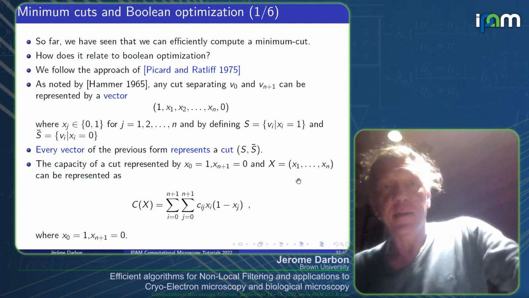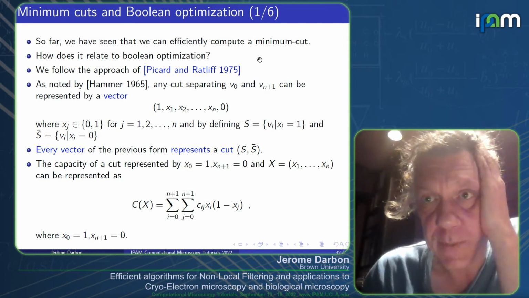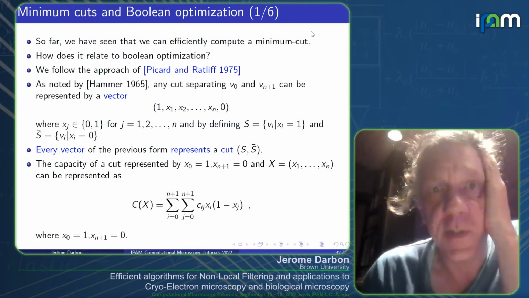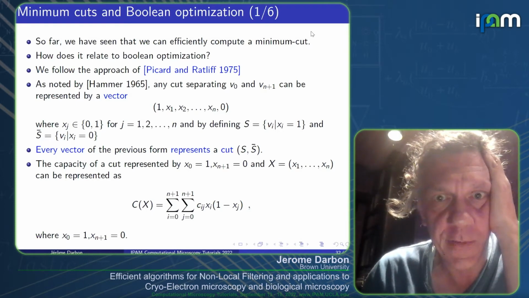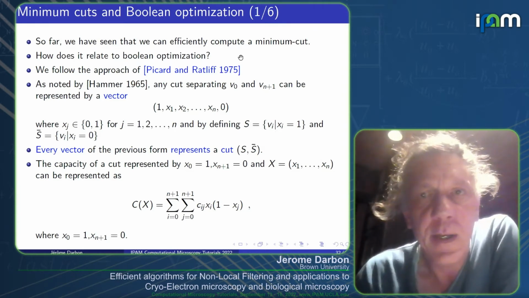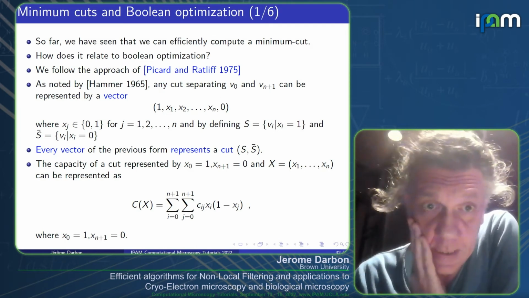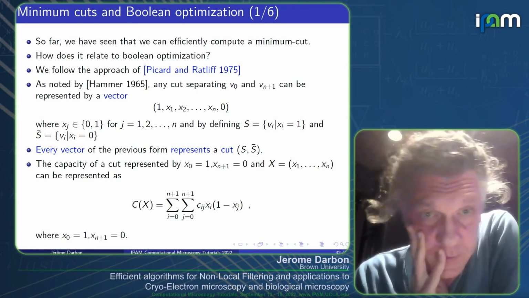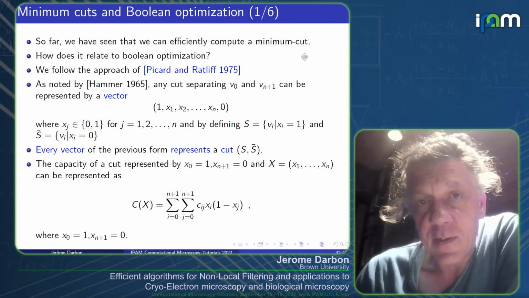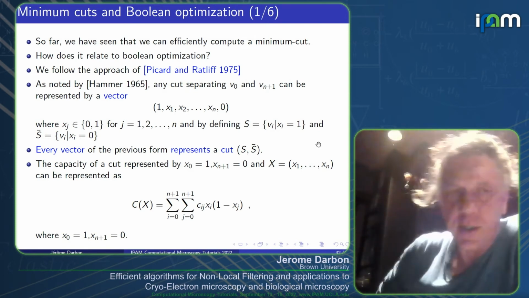So how do we connect these graph algorithms to binary optimization? Because we want to optimize TV. So here, instead of shooting for TV, I'm going to shoot for Boolean or binary optimization. And it turns out that this construction was done by Picard and Ratliff in the 70s, and it started even before. The idea is as follows: how to connect cuts in graphs and optimization.